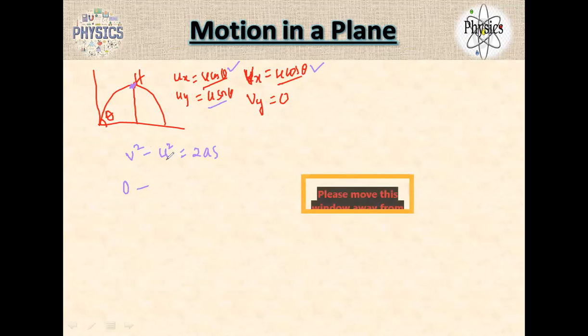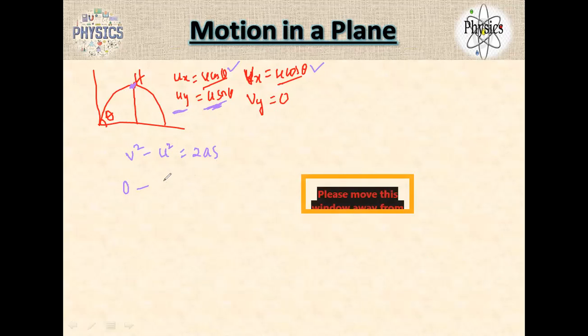Initial velocity, which direction? Tell me. I have to take the vertical direction. When I talk about the maximum height, we are going in the upward direction, right? Maximum height is the vertical direction, not horizontal. So what is the vertical component? u sin theta, which is the initial vertical component.